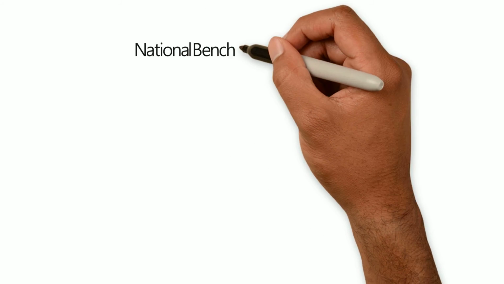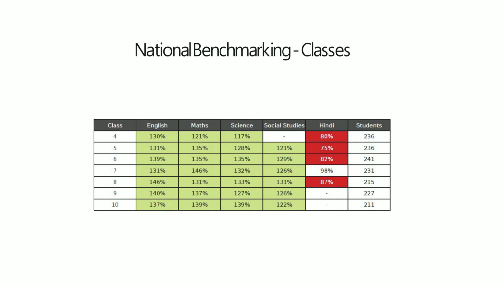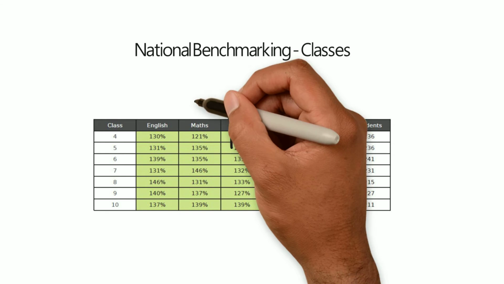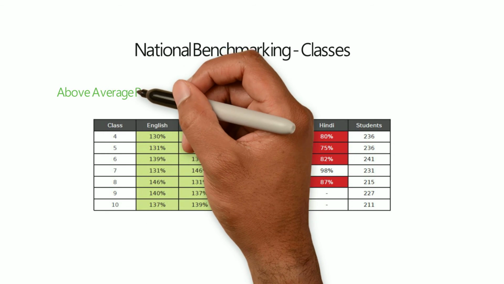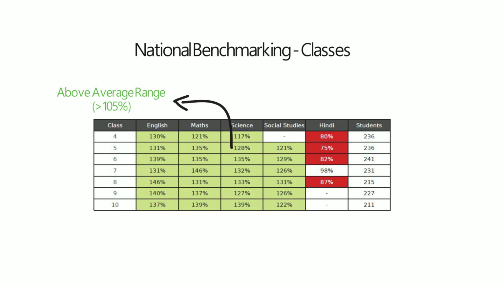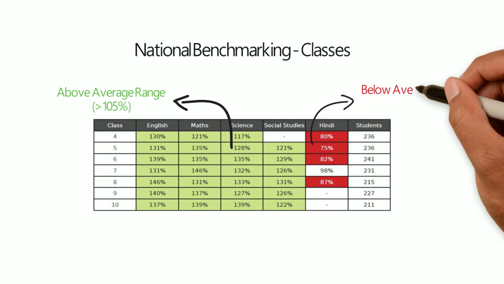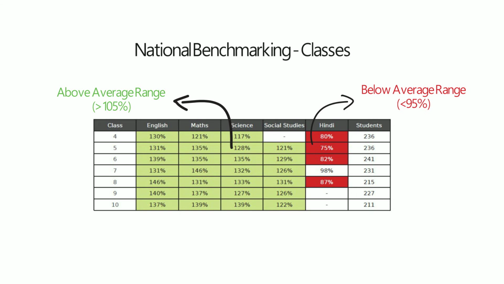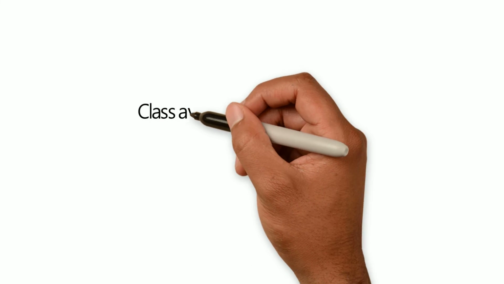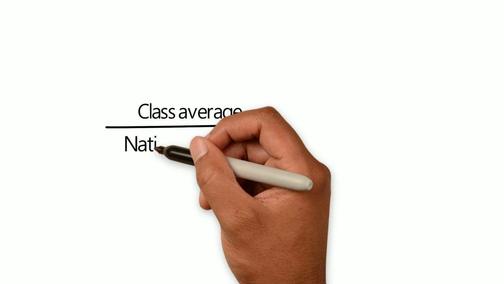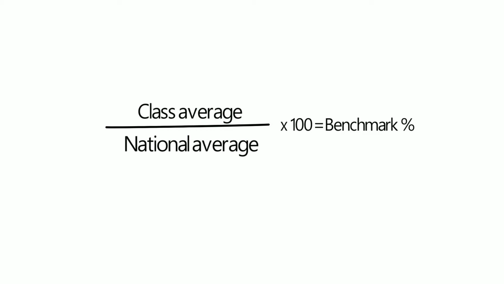The national benchmarking section shows the performance of each class compared to the national average in an easy to understand format. Green indicates classes with performance above the national average range and red indicates classes below the national average range. You can see at a glance that students of all classes in this example have done extremely well in all subjects except Hindi. So how is this benchmark percentage calculated? The class's average is divided by the national average to get the benchmark percentage.